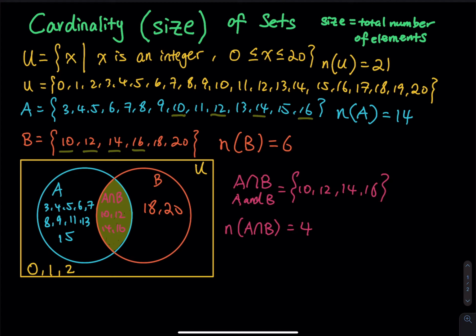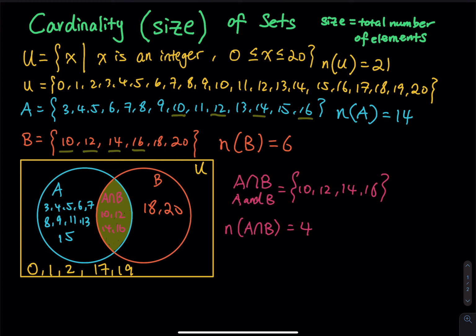So from set A, from 3 to 16, we miss the 0, 1, and 2. In set A, we miss 17, 18, 19, 20, but the 18 and the 20 are in set B. So that means we only have 17 and 19 left. So if you look at the universal set, now we have all the numbers. 0, 1, and 2 in yellow, and then 3 to 16 in the circle A and the intersection, and then 17, 19, 18, and 20. So now we have all 21 numbers. If you count carefully, there are 21 numbers in the universal set.